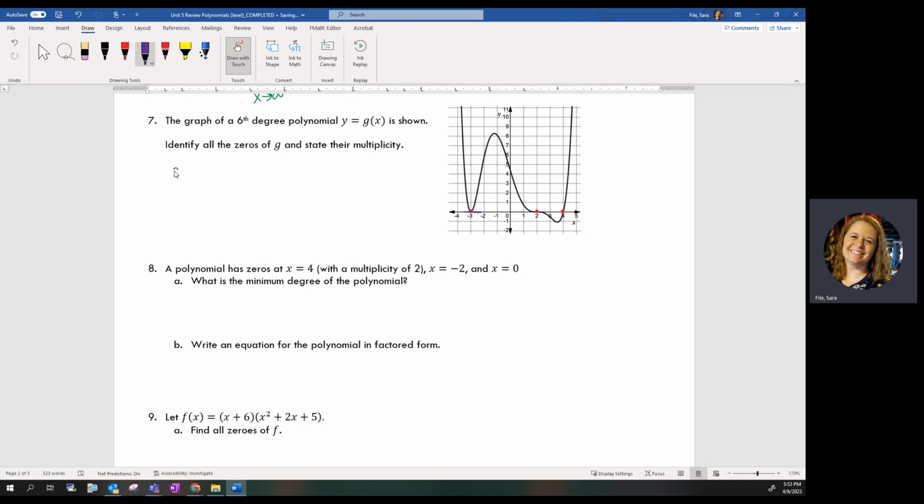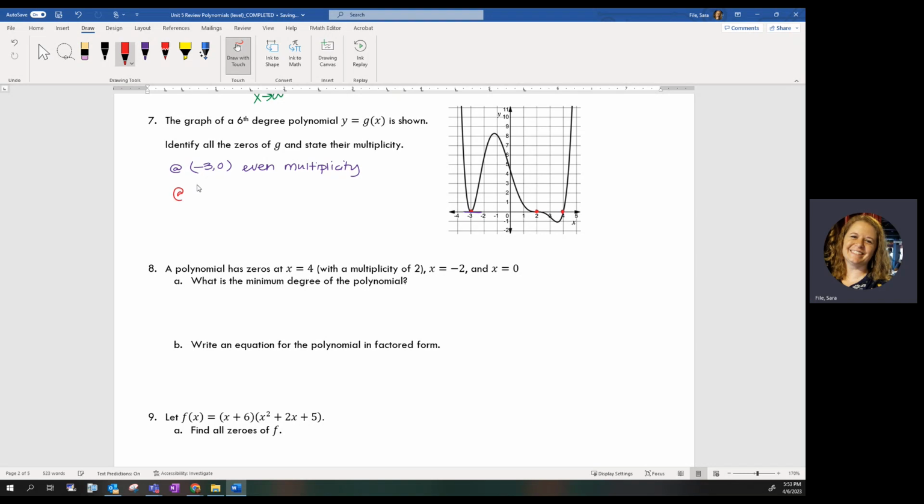So at -3, 0, there is even multiplicity. And then at 2, it crosses. It's a point of inflection there. It doesn't change direction though. And then at 4, it crosses. It doesn't change direction here.